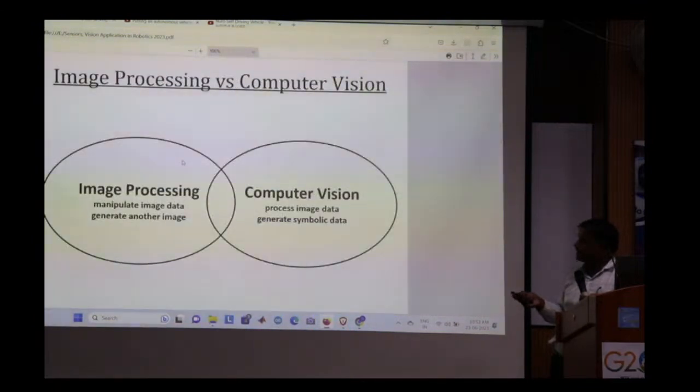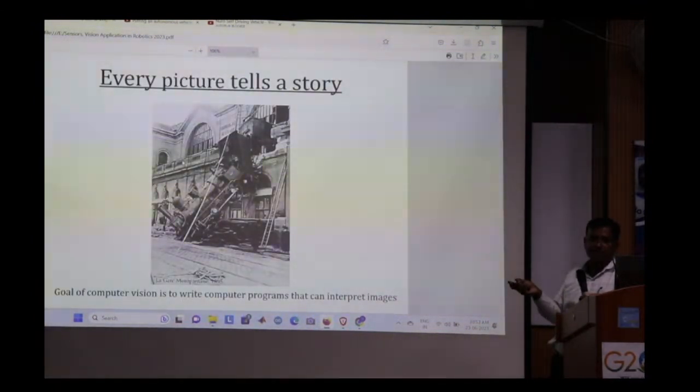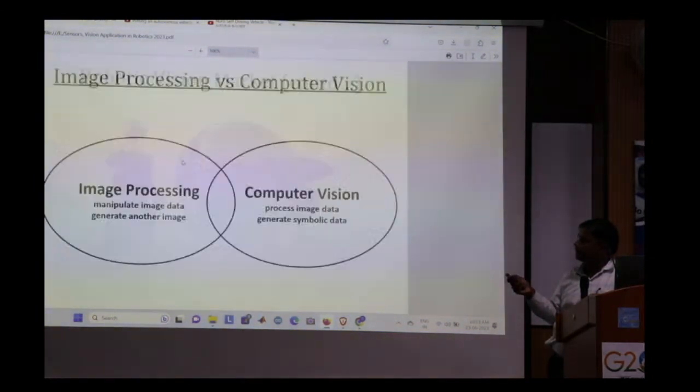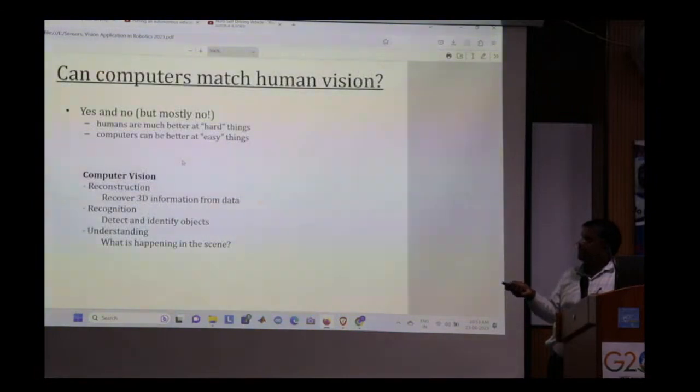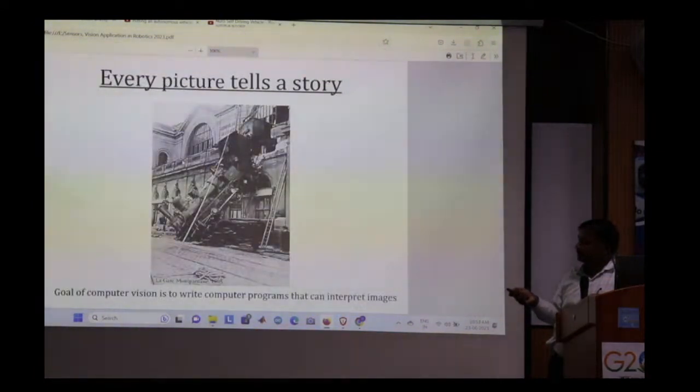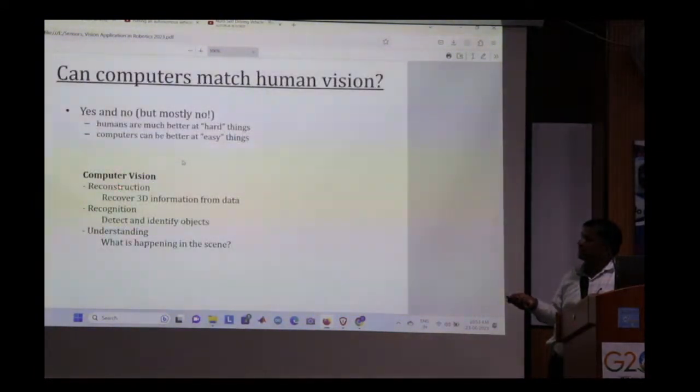See, this scene is a picture for a person. If you show it to a computer, it may not tell you. The computer may not tell you that it is an engine, that it might have fallen down, and things like that. I reconstructed, then recognized and understood. So computer vision basically means reconstructing, identifying, and then understanding the message in the image.